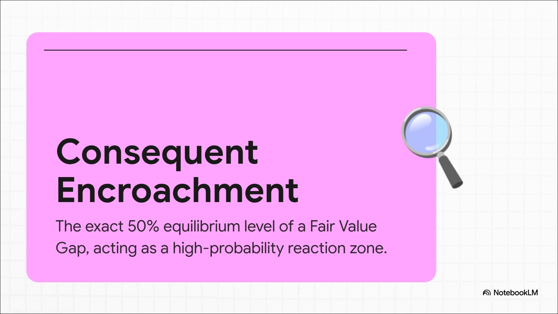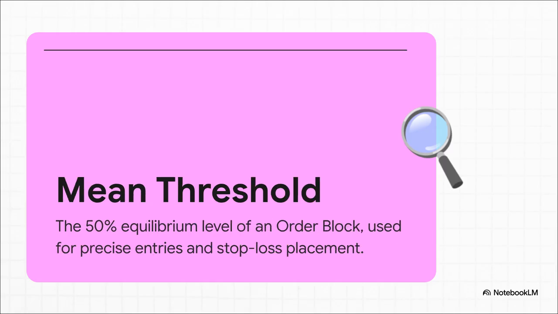Price actually reacts violently right at this midpoint all the time, which lets you capture amazing setups even during really shallow retracements. And right alongside that, we have the mean threshold. Now, while consequent encroachment applies to the gap we just talked about, the mean threshold applies to the order block itself. It's simply the 50% equilibrium level of the order block's total range.